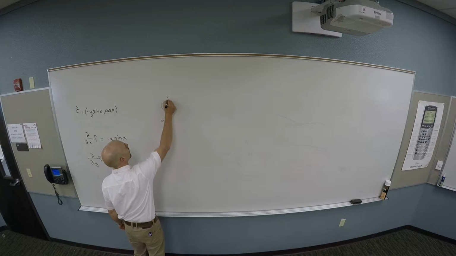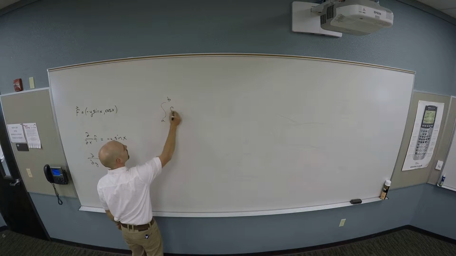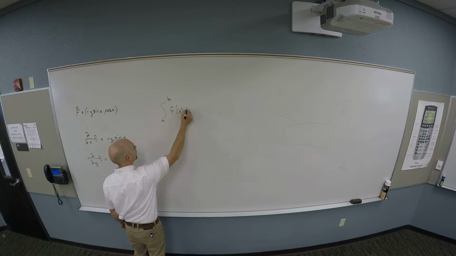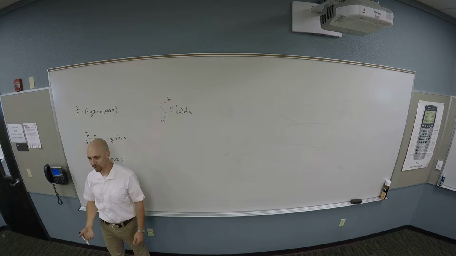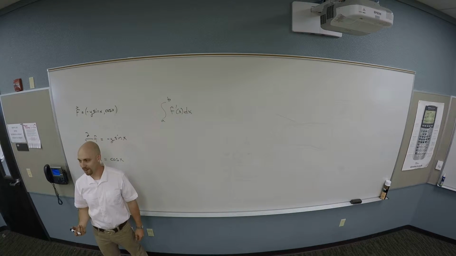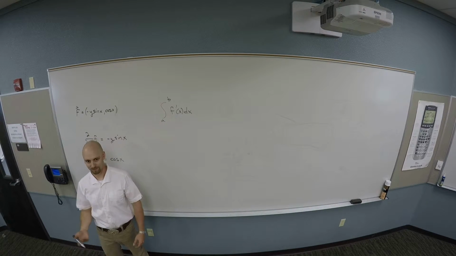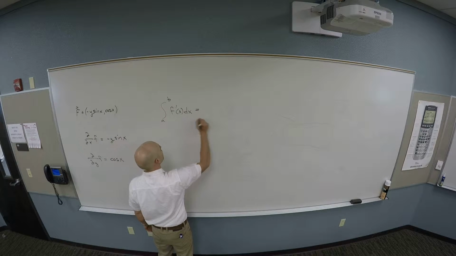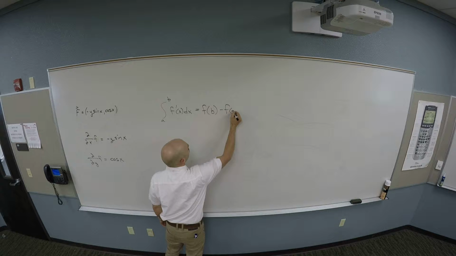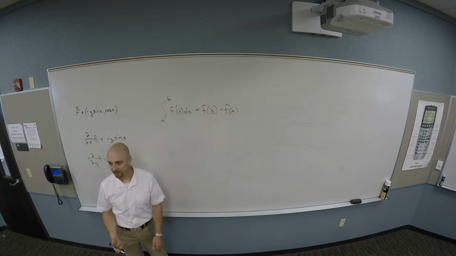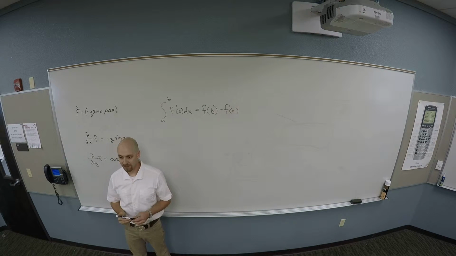Say you wanted to, in Calc 1, integrate from a to b something that looked like f prime of x dx. What would you do? Antiderivative of f. So what's the antiderivative of f prime? f, right? So f of b minus f of a. Okay, so let's Calc 3 this up.